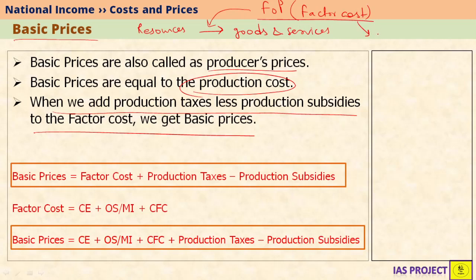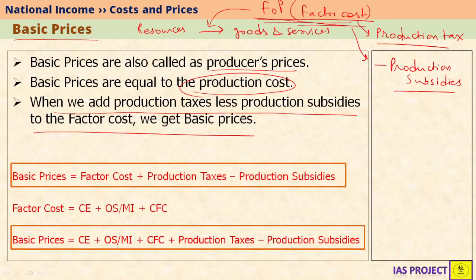For example, government may impose production tax because you are producing goods and services. Also, it may give you a benefit in the form of subsidies, which are also called production subsidies, because you are producing such kind of goods where subsidies are applicable. So as production tax and production subsidies are not accounted for in the factor cost, we can introduce them now. If you add factor cost and production taxes as well as adjust for production subsidies, because production subsidies are basically an income, not an expenditure, we have taken it on the negative side.